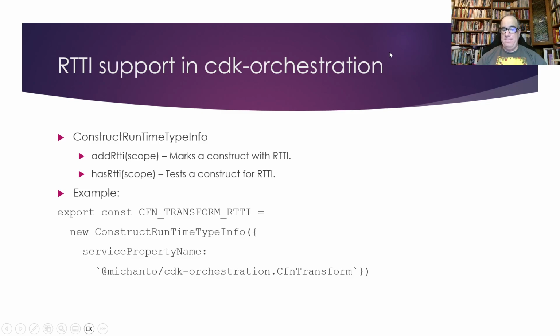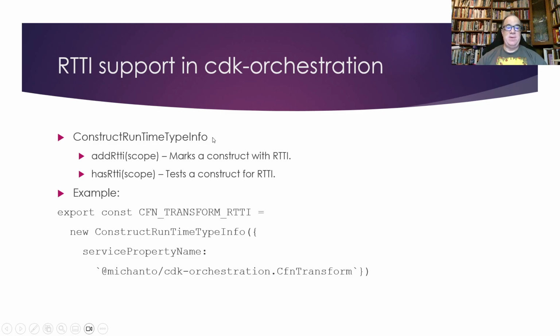I have a class in CDK orchestration called ConstructRuntimeTypeInfo that will basically do this for you. You just give it the name of the symbol that you want, and here I call it service property name, because I call these symbol keyed properties services. And here I'm putting my package name first, which is @machanto/cdk-orchestration, and then the class name .cfnTransform, and that's unique. So that's why I do that.